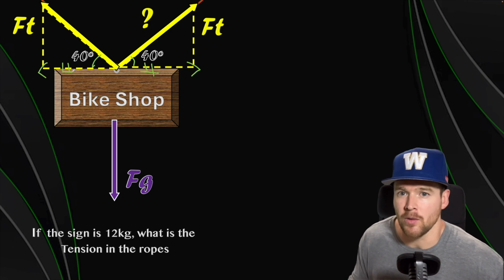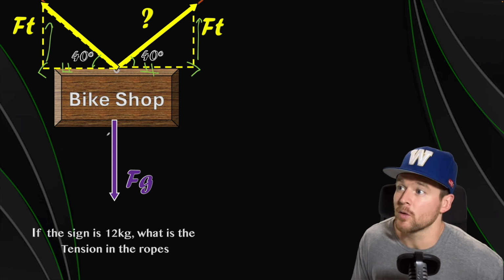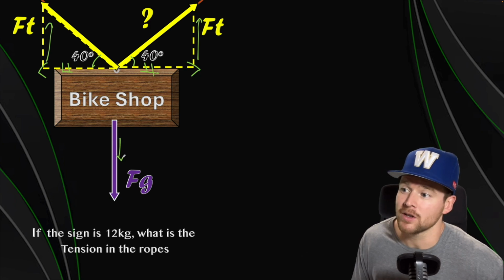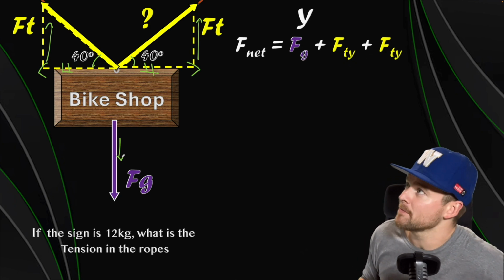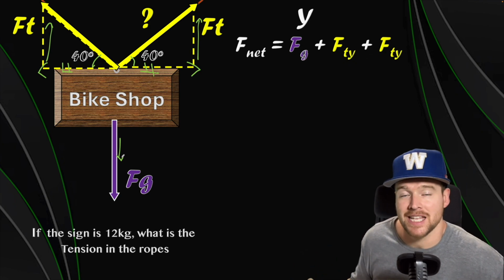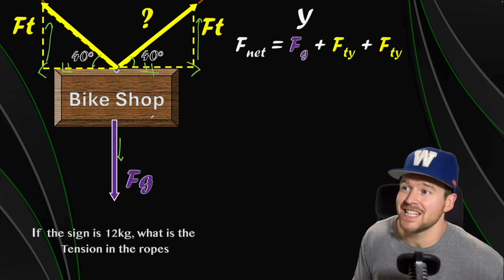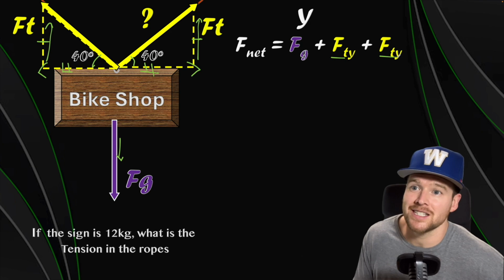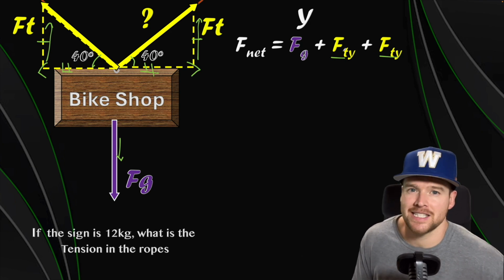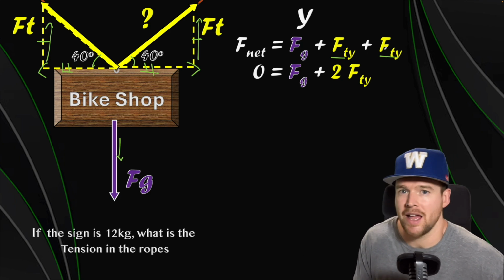So let's focus on Y. And in Y, there's quite a bit going on. We have the force up of tension from this rope, the force up of tension from this rope, and the force down of gravity. So let's put all three of those together and say that in Y, F net is equal to Fg plus Fty and Fty. It looks like a lot, there's three forces there, but fortunately we said these are the same triangles. The value here should be the same as the value here, meaning that this force and this force up there are the same thing. So Fty plus Fty, I can just call that 2 Ftys.